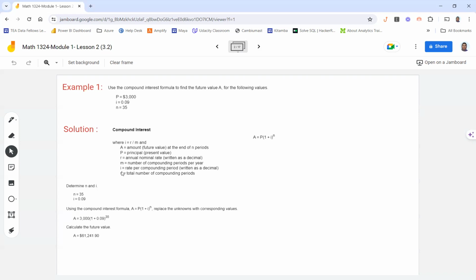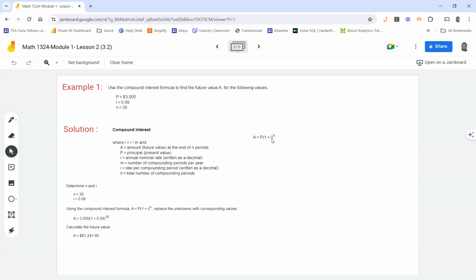And I is the rate per compounding period. So basically, we're just going to divide the rate by how many times it gets compounded. That's going to be the I. And then N is the total number of compounding periods. And the formula we will be using is A is equal to P times (1 plus I) to the power of N, where again I is R divided by M, and N is the total number of compounding periods. So in this example, N is given as 35, I is 0.09.